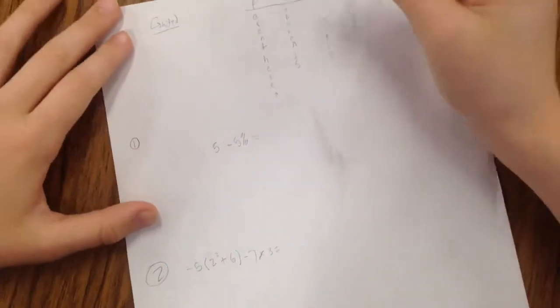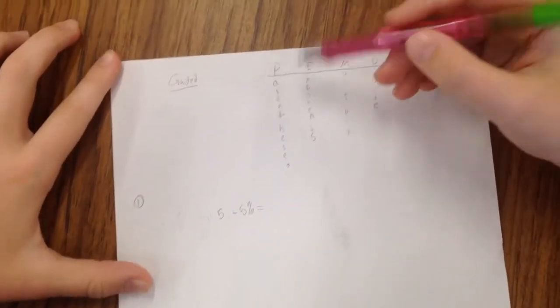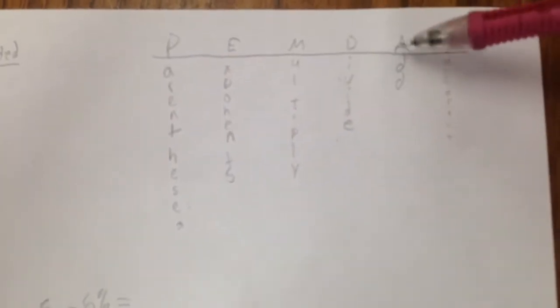So today we're going to teach you guys how to compute with rational numbers. And one trick we have is called PEMDAS. And that means parentheses, exponents, multiply, divide, add, and subtract. That's the order that you do it.